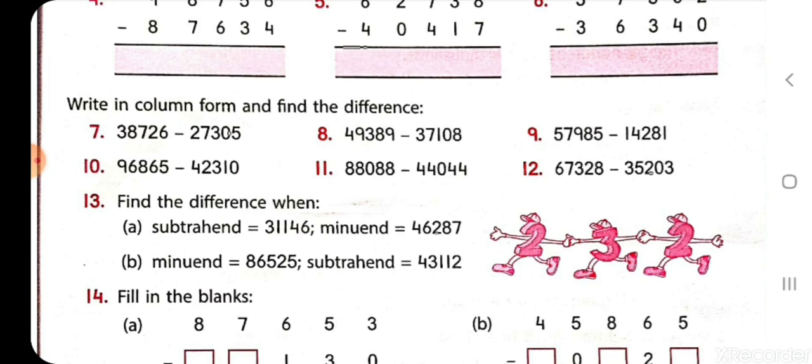You must have observed one thing in the minuend and the subtrahend. If you have any confusion regarding what is minuend and what is subtrahend, in that case you will see which is the bigger number. As in A part, the first number is 31,146, which is 31,000. Then the other number is 46,287. So it is clear that 46,000 is the bigger number, so it will definitely be the minuend and the other number will be the subtrahend. And you all already know the answer is always the difference. Okay, so B part, try to do it yourself.